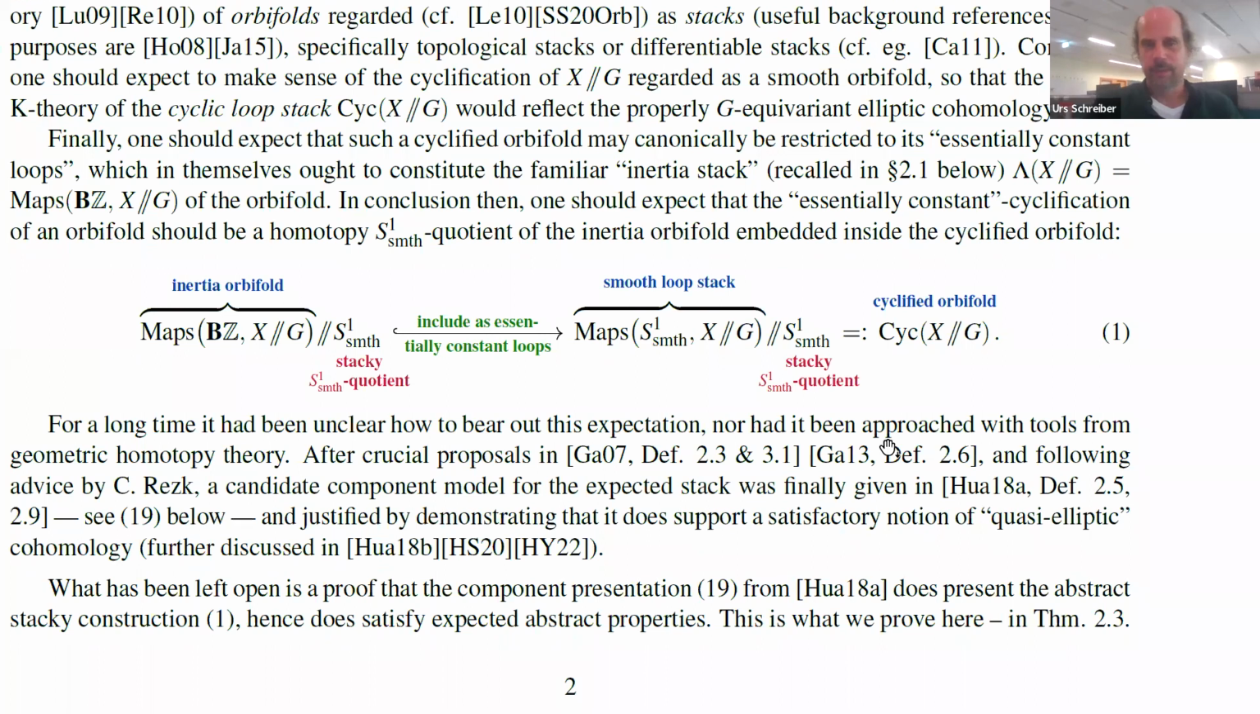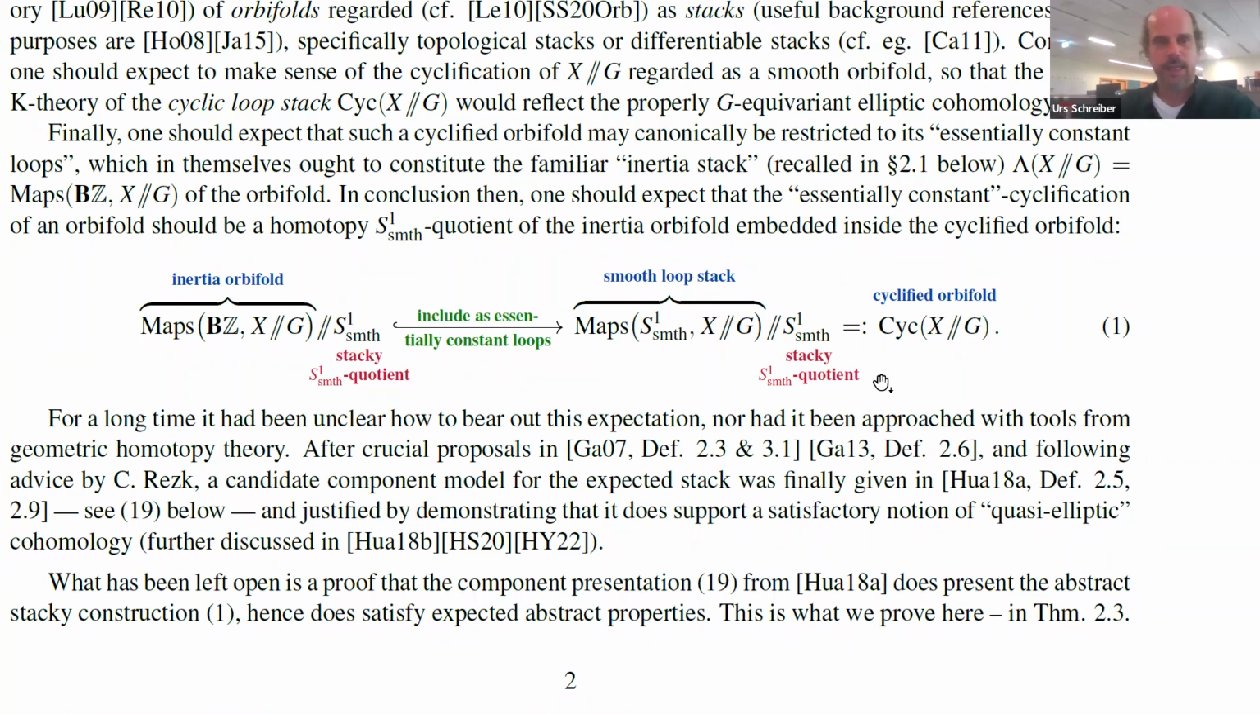What happened in history was that Nora Ganta was taking hints from elliptic homology, which told her what such a cyclified infinitesimal loop stack should look like. And she deduced certain conditions, rotating condition, others, and made educated guesses on what the right model for this object on the left here is. As far as I understand, this was partially successful. Then I think Charles Resch may have made some suggestions.